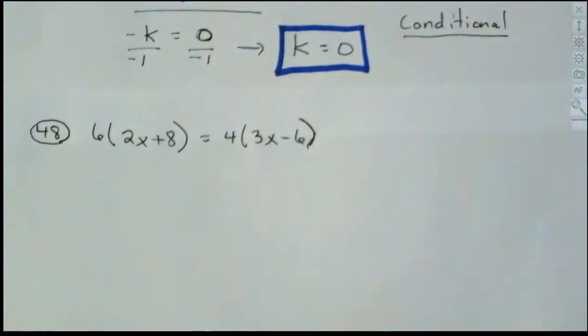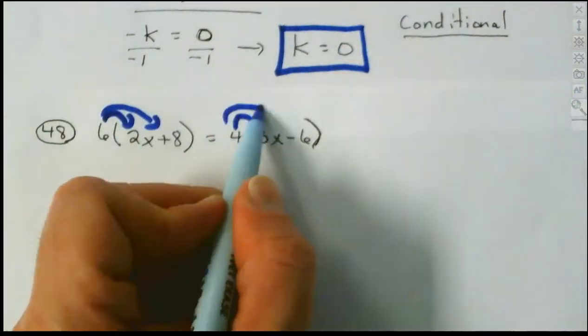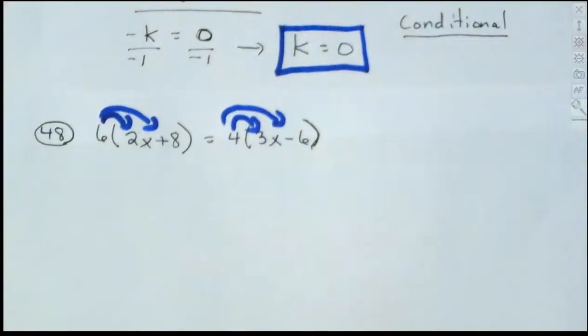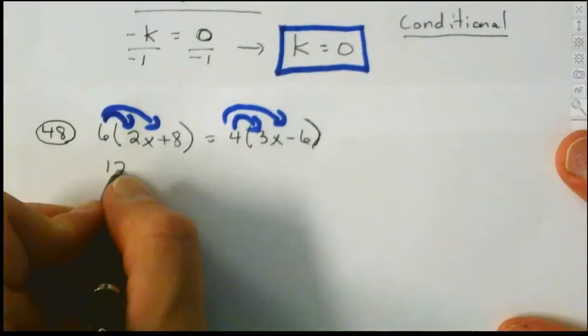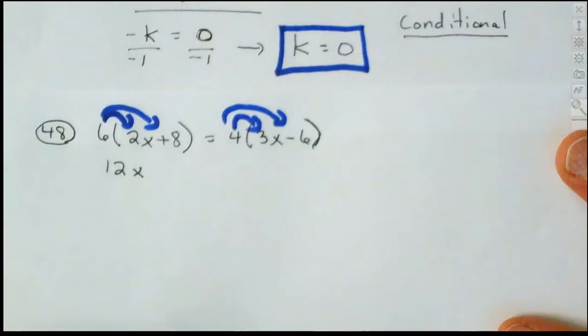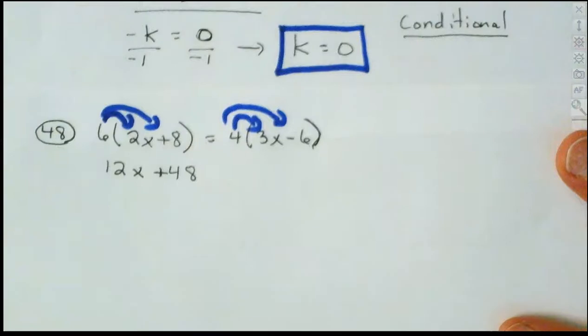So again, we begin by distributing through. We're going to distribute that 6 through on the left and that 4 through on the right. Okay, so let's go ahead and distribute through. We've got 6 times 2x, that makes it a 12x, and 6 times 8, that makes it a 48. So there's that piece. So the left is done.